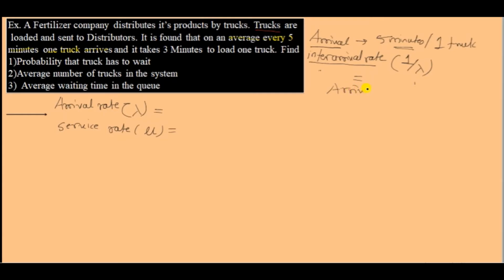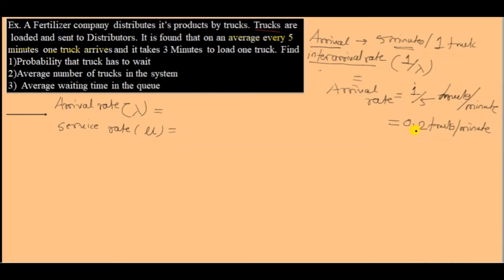If we want to calculate the arrival rate now, we just have to take the reciprocal of this. So 5 to 1 becomes 1 to 5, with 1 in the numerator and 5 in the denominator. So 1 by 5 trucks per minute. You can convert it into hours also. Simply, it is 0.2 trucks per minute. This is called the arrival rate.